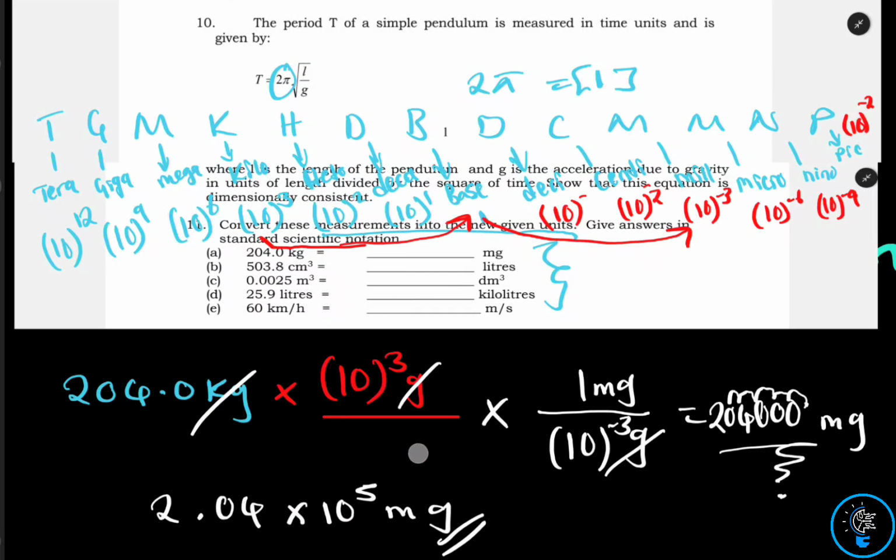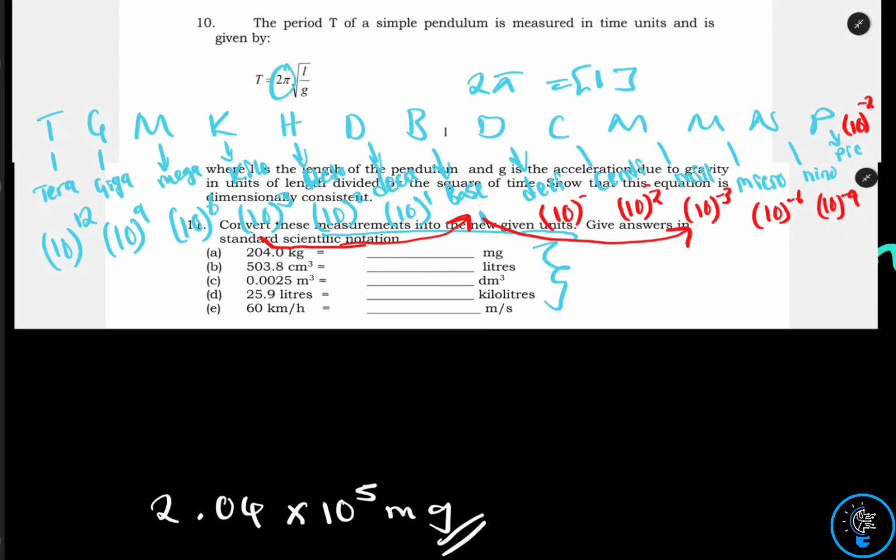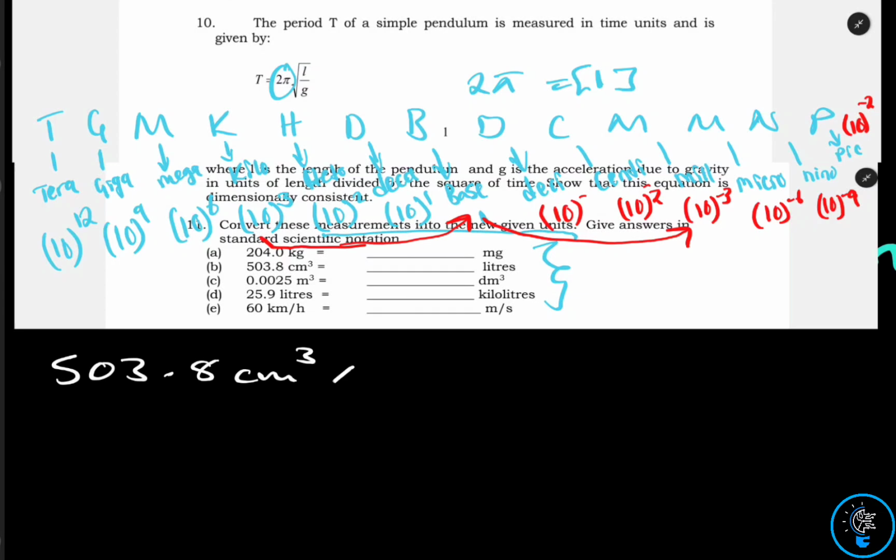Okay, now let's do B. So B, we are given 503.8 centimeter cubed. Okay, this one has a cubed in it. So to convert a unit from centimeter to liters, we need to know that a liter is equal to 1 decimeter cubed. It's what we mean by a liter. Yeah. So we need to convert it to decimeters.